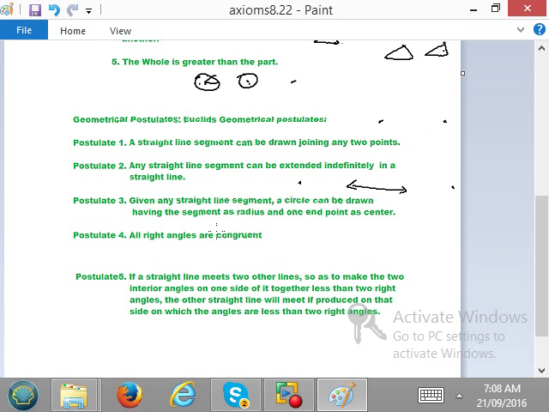Postulate number 3: given any straight line segment, a circle can be drawn having the segment as radius and one endpoint as the center. So when we say segment, it means it is ending somewhere. Instead of this, you can put this also. This is ending. This is a segment. It can be extended if you want.